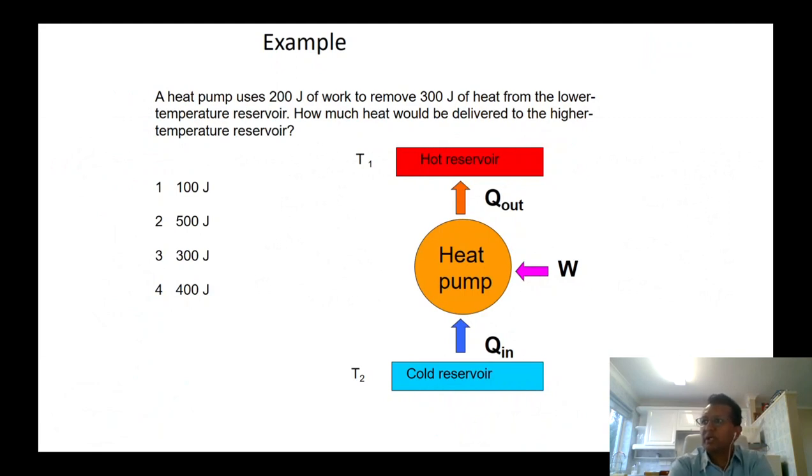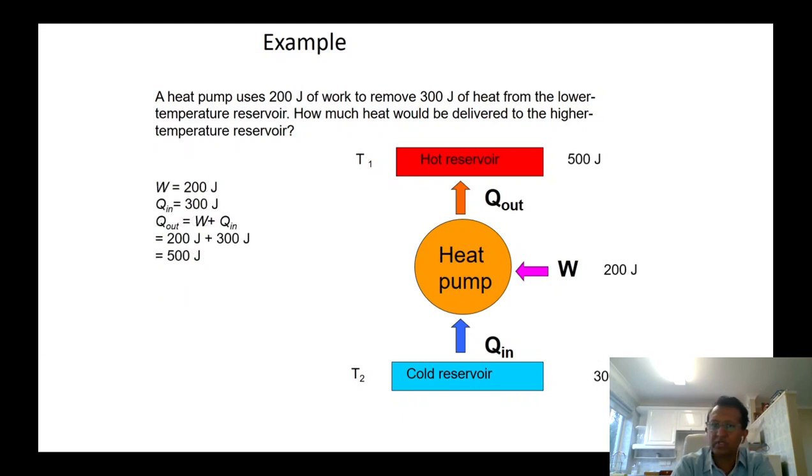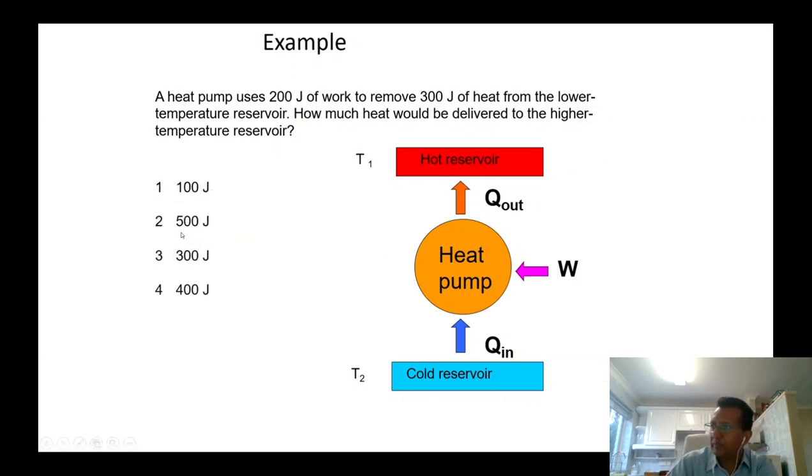Suppose you have a heat pump that uses 200 joules of work to remove 300 joules of heat from a lower temperature reservoir. How much heat would be delivered to the higher temperature reservoir? This is a fairly easy, quick example. It should be 500. The work in is 200, and it removes 300, so your Q out should be 200 plus 300, which is 500.